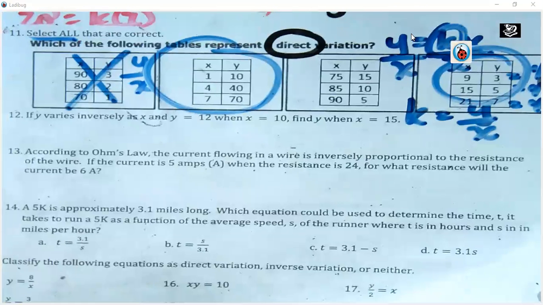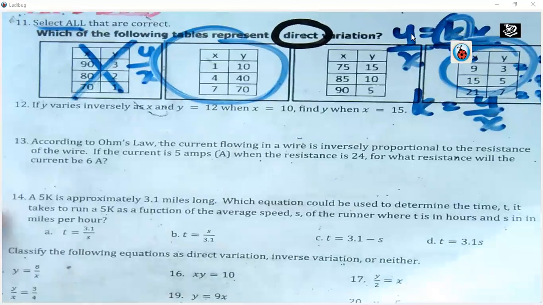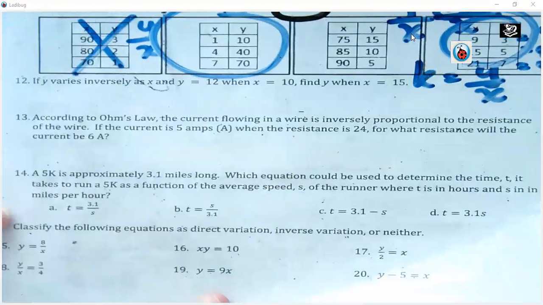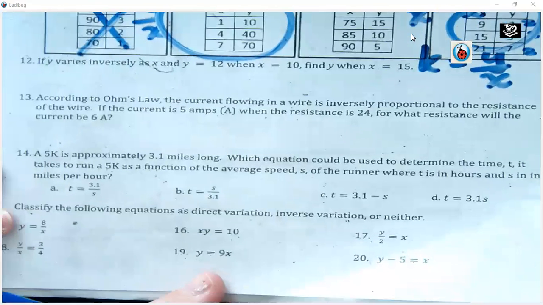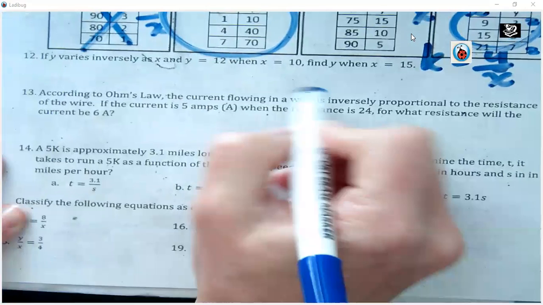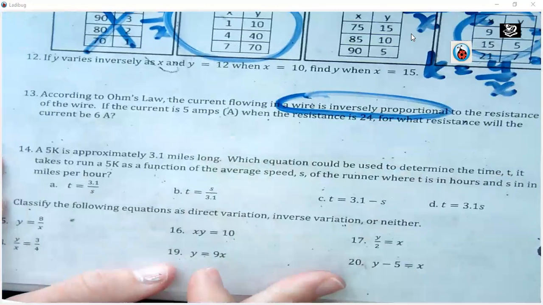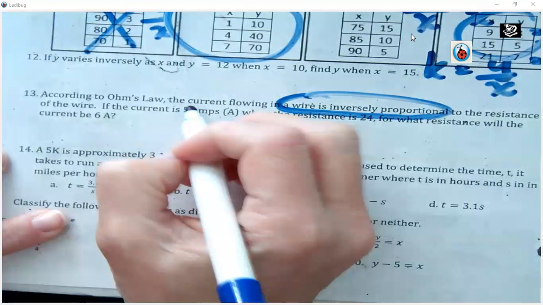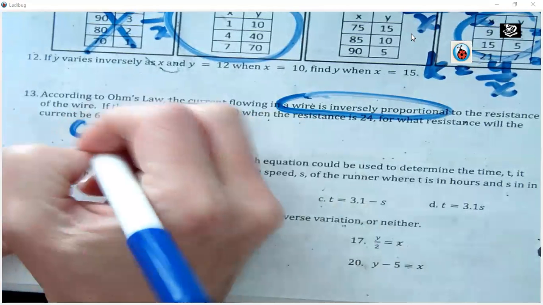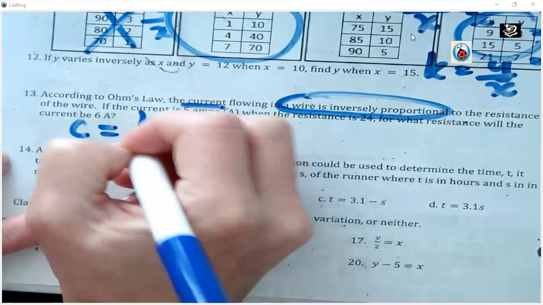Let's skip 12. I think we're pretty good at those now. 13, according to Ohm's law, the current flowing in the wire is inversely proportional to the resistance of the wire. If the current is 5 amps when the resistance is 24, what will the resistance be when the current is 6?